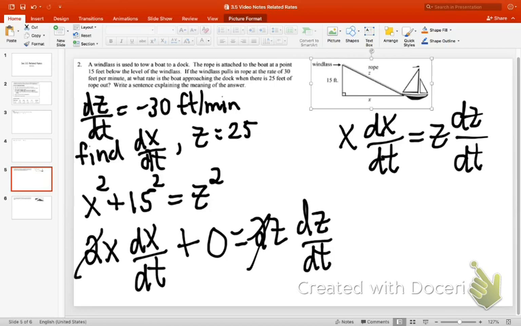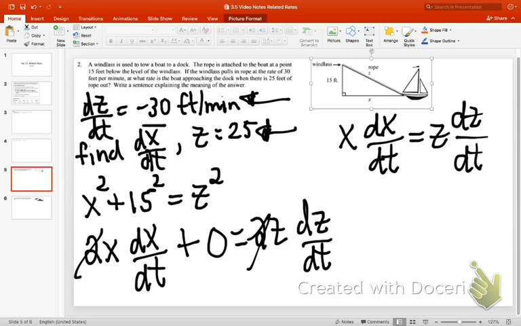Now that I have my derivative taken with respect to time, now I can plug in the given information, our rate of change of z and the length of z, to solve for, what are we solving for?